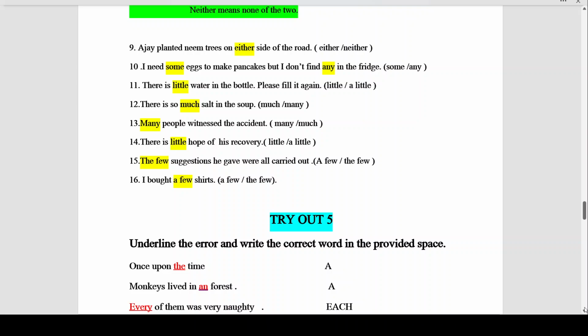Why? Because salt is an uncountable noun. Therefore, I will use much. Many is used when there is a definite number or a count to the noun. Number 13: many people witness the accident.